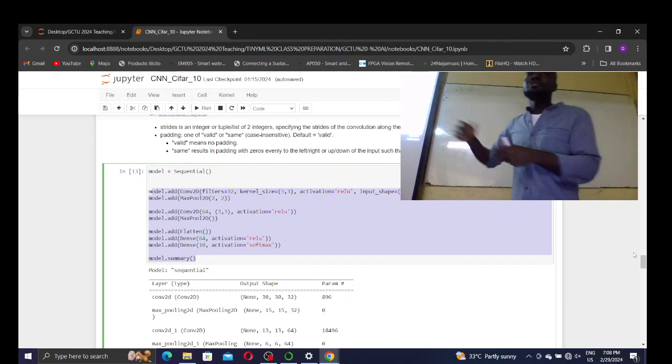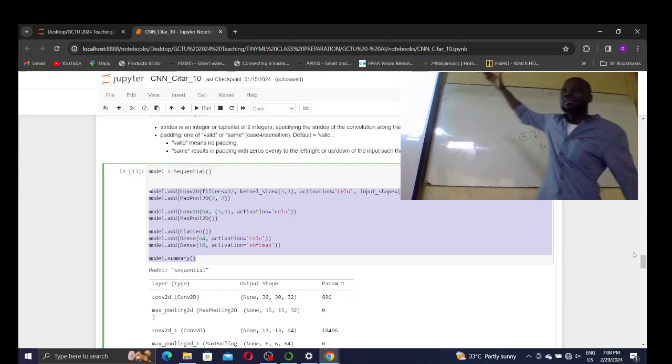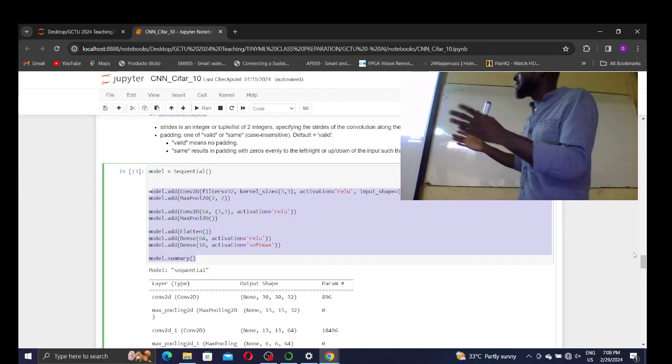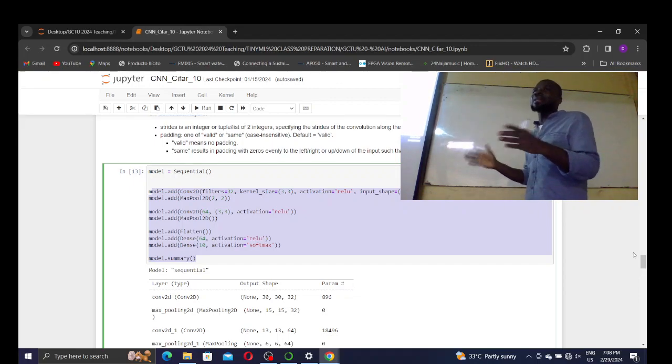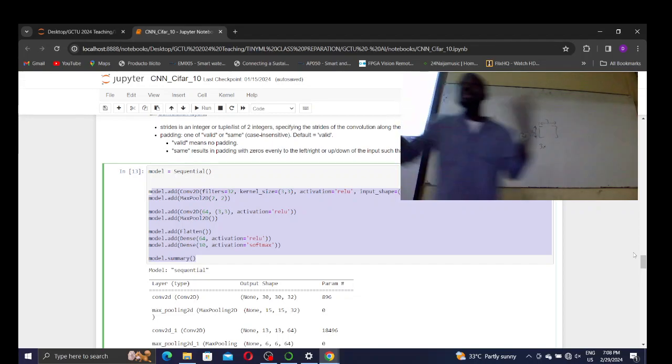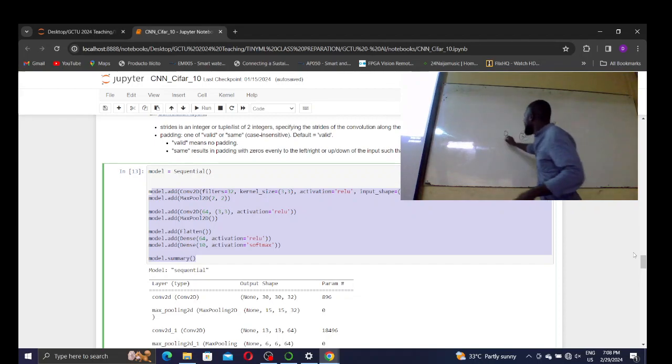The next is the flatten layer. Once you see max pool without any value inside, it's a 2 by 2 max pooling. So that's how it works. Then after that, I flatten it here. Follow the pattern. Then the next is a normal dense layer, and we have 64 neurons. Have you seen it?